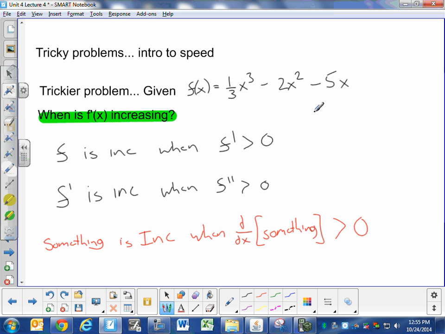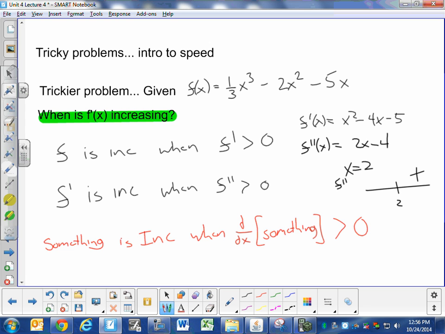So for this function, I would have to take the first derivative. I'm sorry that I'm doing this quickly, but we have to move on. Then take the second derivative to figure out that around 2 we'll see a possible change in the second derivative. Bigger than 2 is positive, less than 2 is negative. When is f prime increasing? When x is greater than 2, or from 2 to infinity.